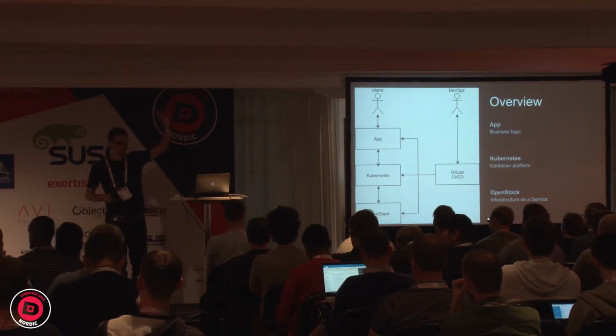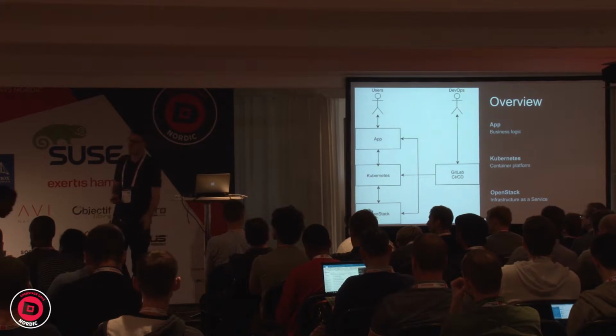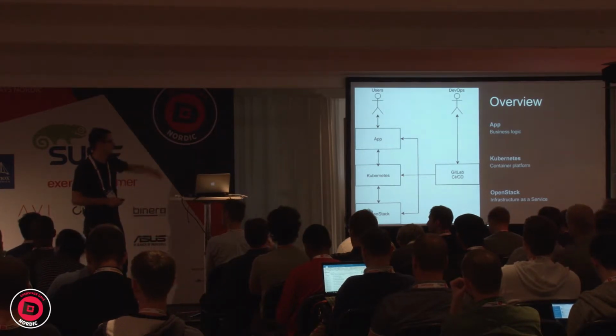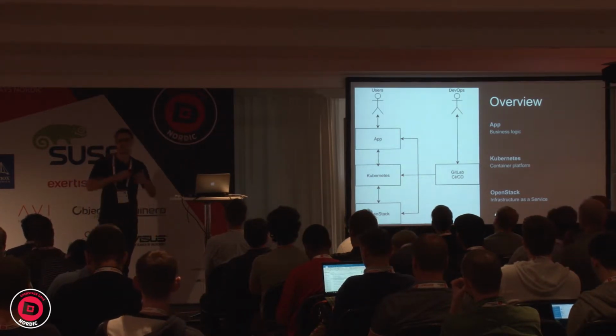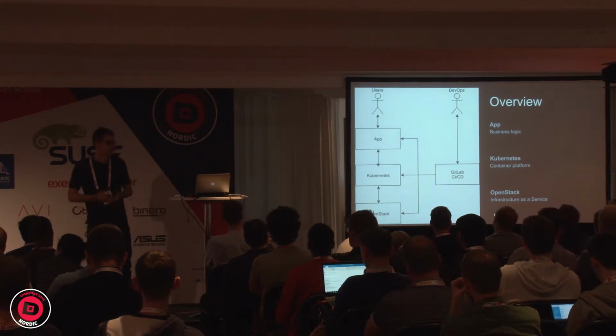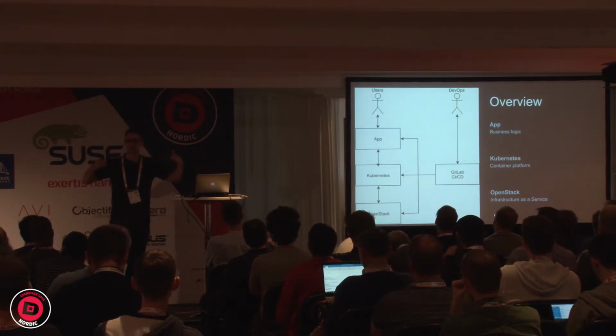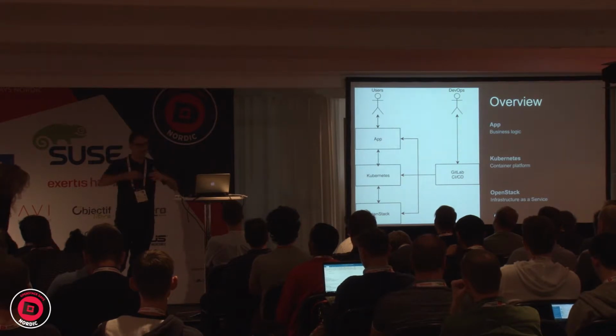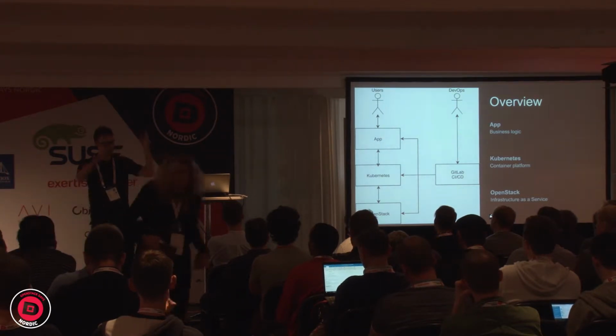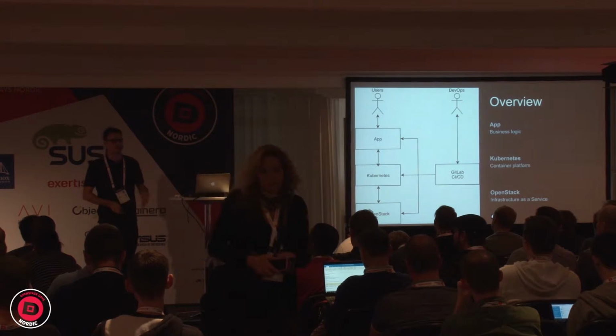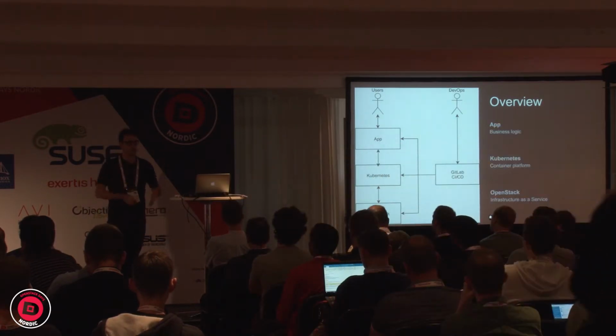So on the left-hand side, you have your users that are going to talk to your application. And your application is your business logic. Your application runs on Kubernetes in a container, and Kubernetes runs on top of OpenStack. So this is your data plane, where all the customer traffic goes.